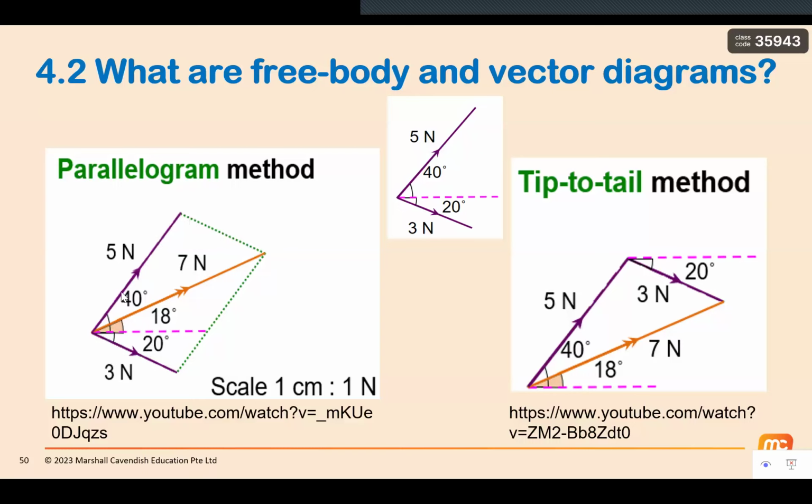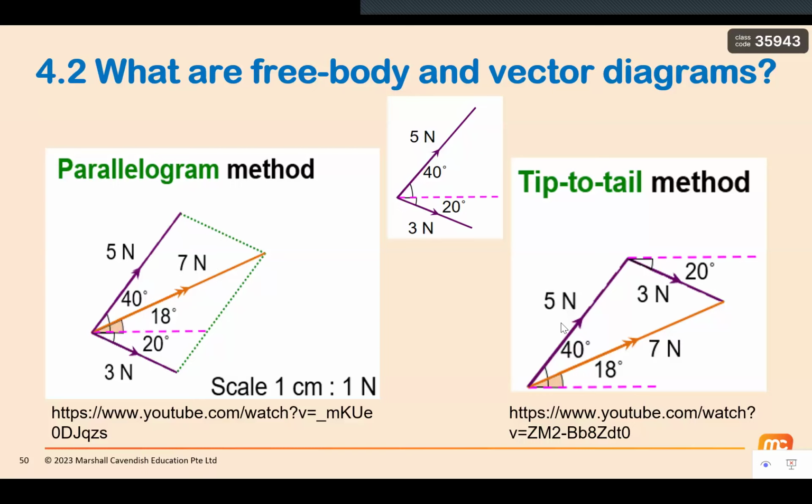And then same for this 5 newtons, I'm going to shift it downwards over here. So it will be 5 cm. And then my resultant force will be in between this 5 and 3 newtons, which will be this orange line. And the resultant force is represented by a double arrow over here. If I were to measure the length, it will be 7 cm, which also means it's 7 newtons, and it makes an angle of 18 degrees with respect to the horizontal.